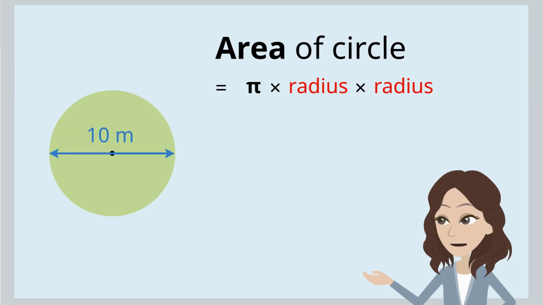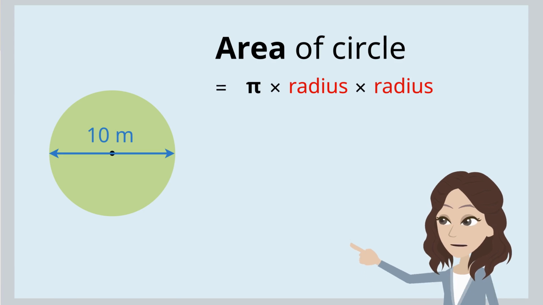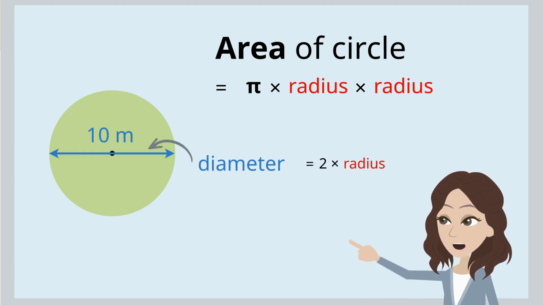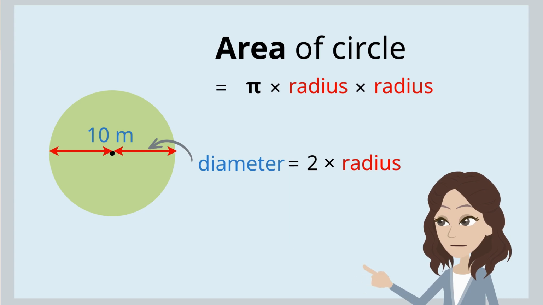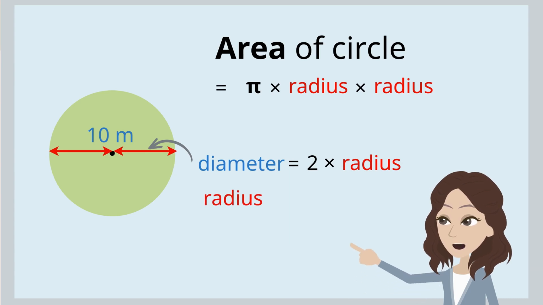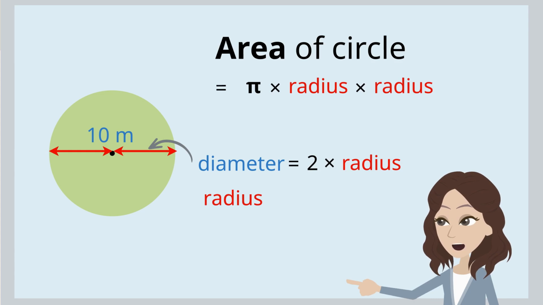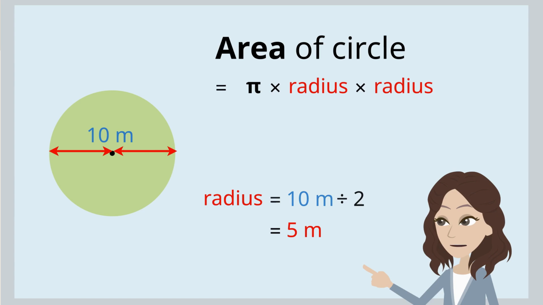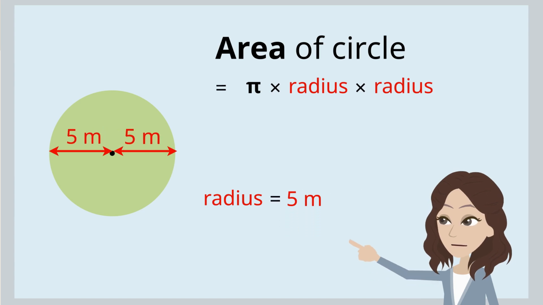Now, let's look at another circle. What is the area of this circle? Observe that we are only given its diameter. Remember that the diameter of a circle is 2 times its radius. So, we can find the radius of the circle by dividing its diameter by 2. 10 meters divided by 2 is 5 meters, so the radius of the circle is 5 meters.